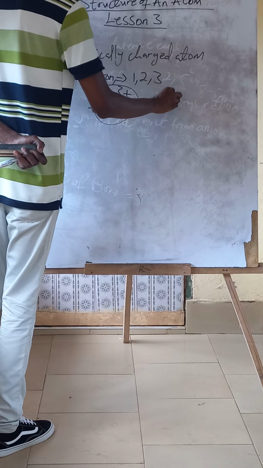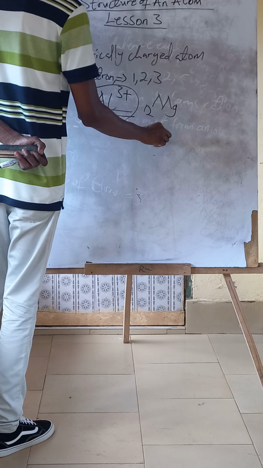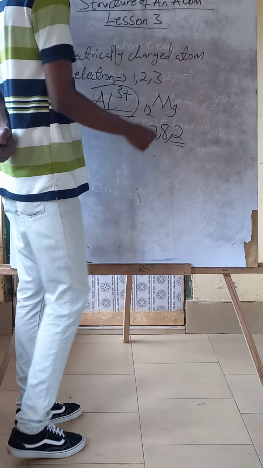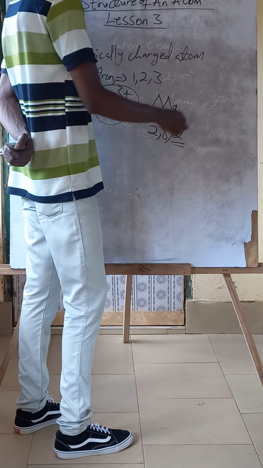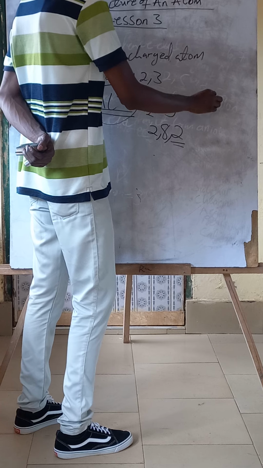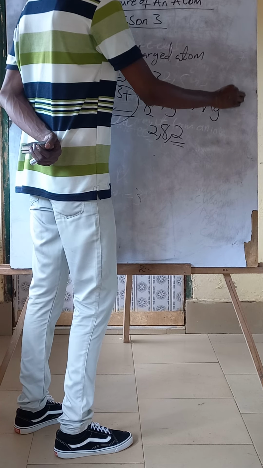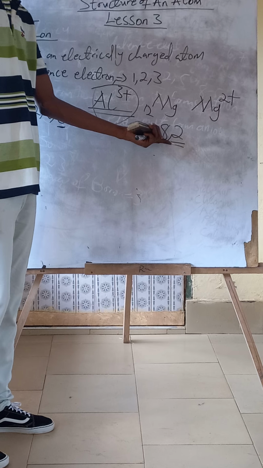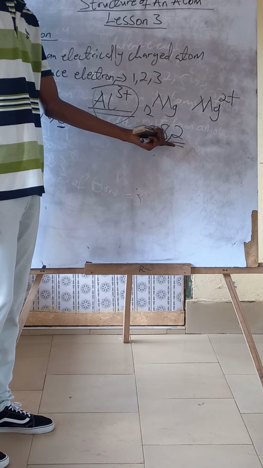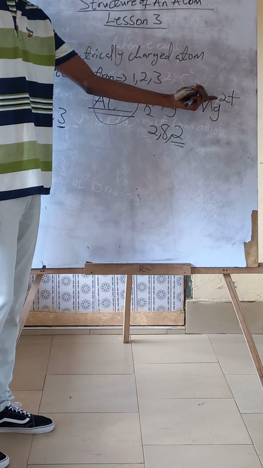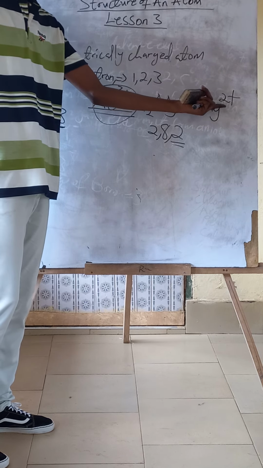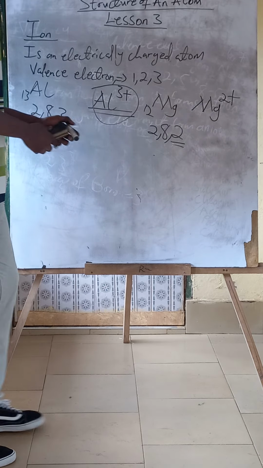Magnesium. Magnesium has a valence electron of 2. So when magnesium forms an ion, what will that ion be? This is it. Because the valence electron is 2, it means that it will lose 2 electrons to form an ion. Because it lost electrons, it will be positive, and the electrons that it lost is 2, so 2 plus, Mg2 plus.